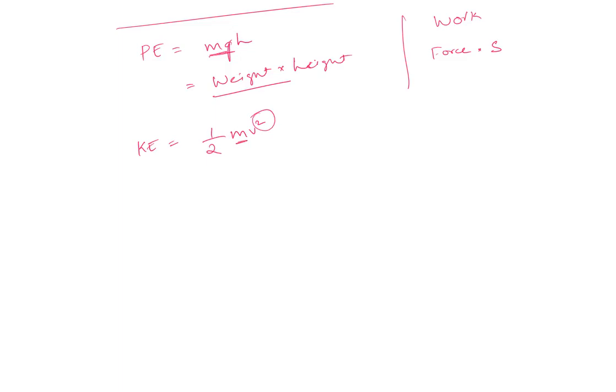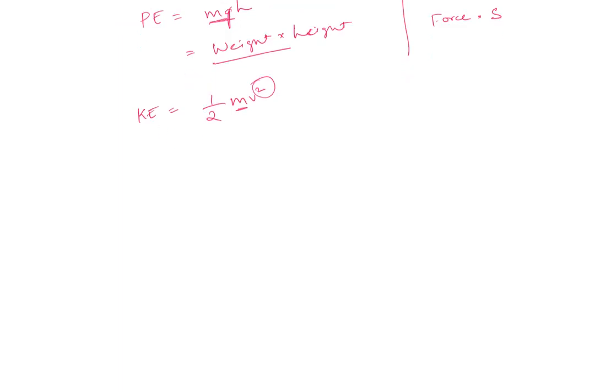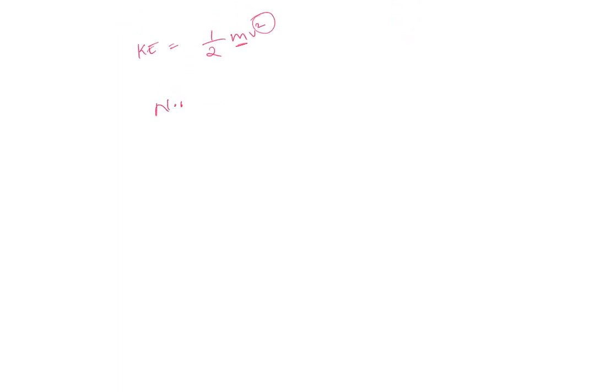Okay, what about the units? Because these are all dimensionally the same, if you go back to dimensional analysis, they all have the same units, right? Newton meter, or foot pound, or pound foot. Okay.